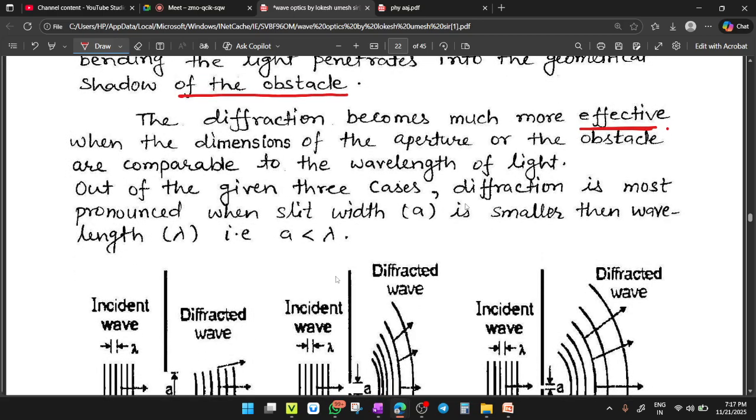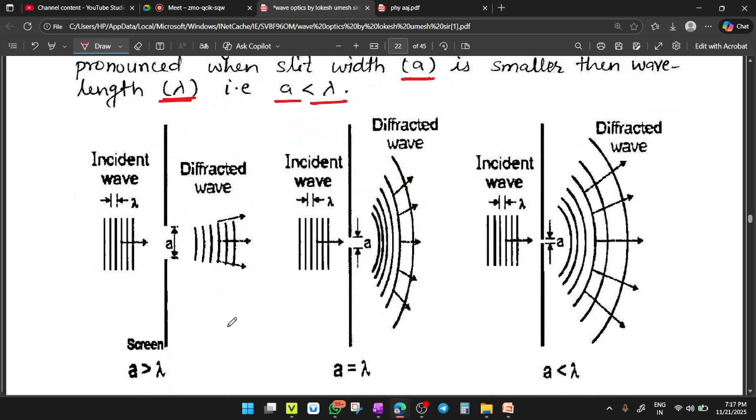Out of the given three cases, diffraction is most pronounced when slit width a is smaller than the wavelength lambda. That is, a is less than lambda. So here are the three cases you can see. These are the plane wavefront, and light is coming here from the slit. Now check the diffracted wave. Here the size is somehow larger. This is the distance between the slit. It is called slit width.